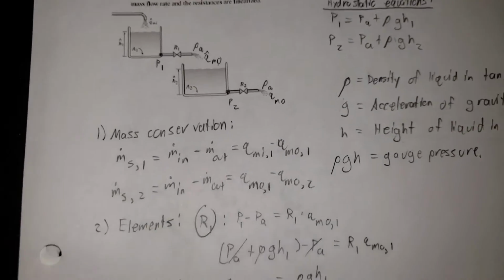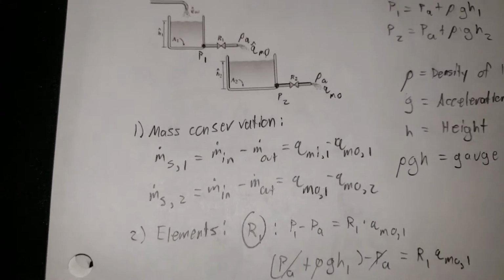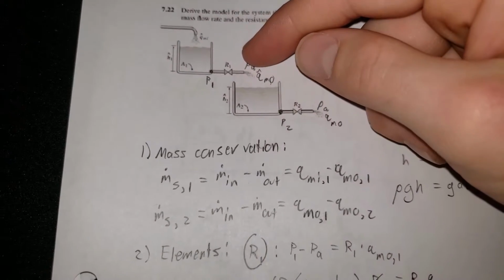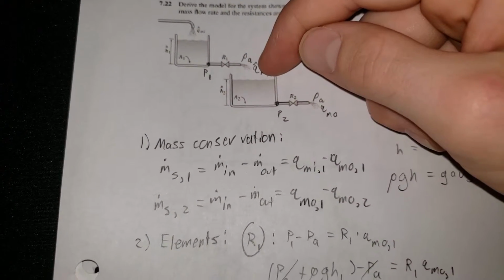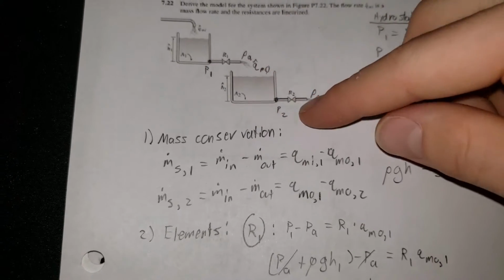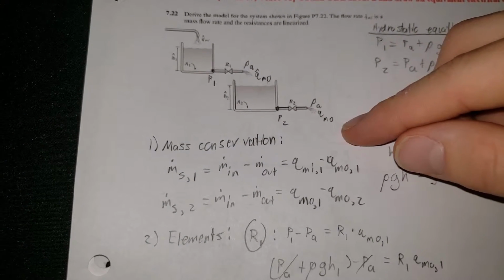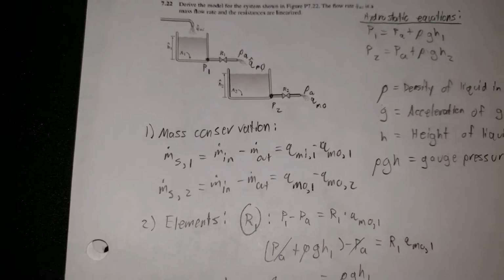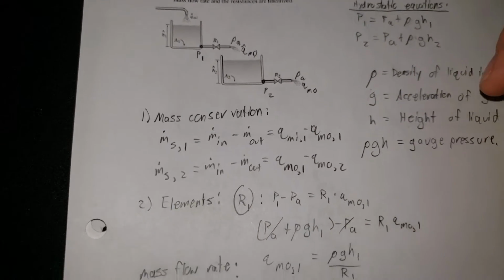Same thing for tank 2, but we notice that we have the mass flow rate from tank 1 coming out going into tank 2, and then we have another mass flow rate coming out of tank 2, which we don't know. So we will know that these two values will be the same thing in our two equations.